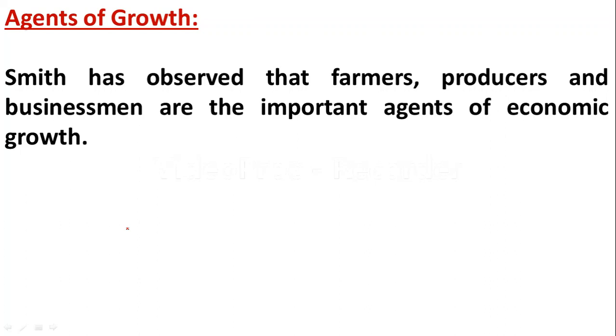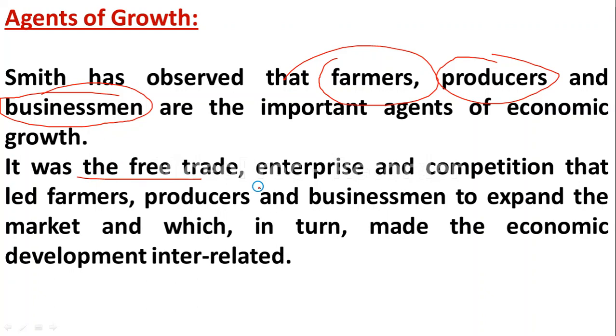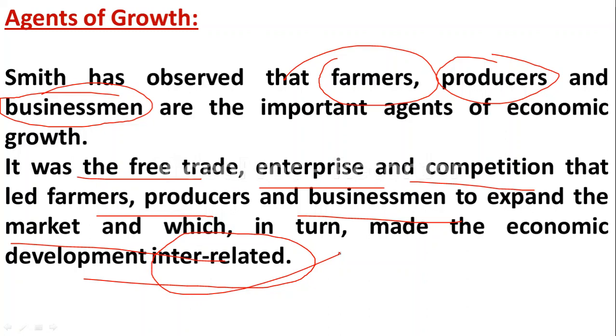So agents of growth, according to Adam Smith, there are three main agents: farmers, then producers, then businessmen. These are the three agents of economic growth. Free trade, enterprise, and competition led farmers, producers, and businessmen to expand the market, which in turn made economic development interrelated. All these are interrelated: farmers, producers, and businessmen. We can see the interrelation among these three sectors.